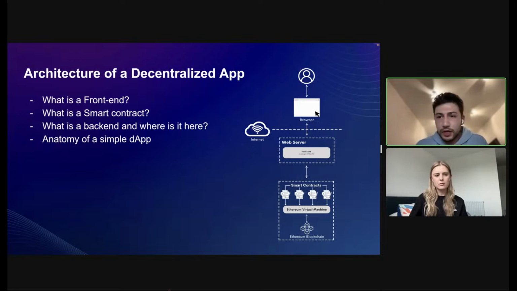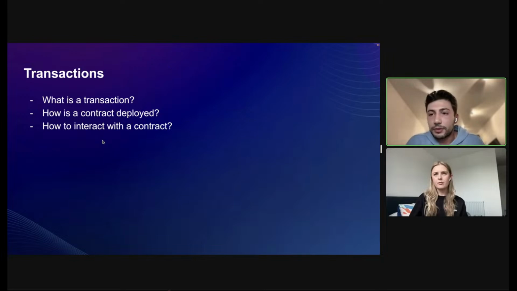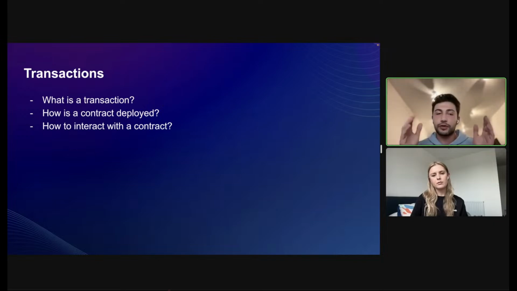Now, this is the anatomy of a simple decentralized app. Next, we're going to be talking about transactions. So what is a transaction? A transaction is the state change on the Ethereum network. It's just like when you send money from yourself to someone else, to your friend, for example, you're changing the state of accounts. You're changing your balance and you're changing your friend's balance. So this is a transaction, in its core.